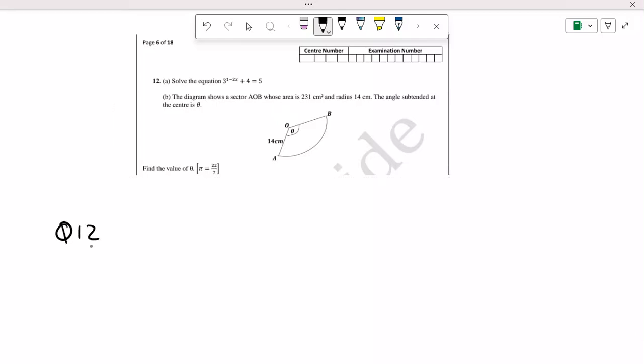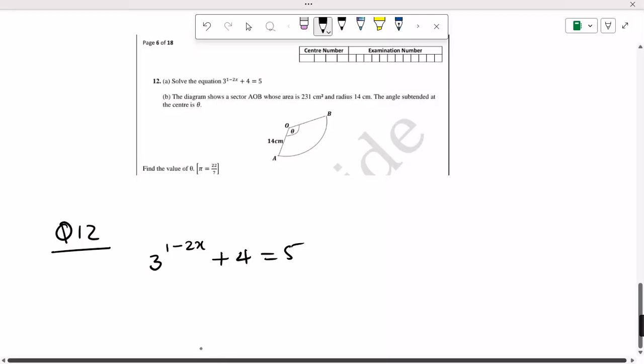So question 12, we have indices. So you have 3 to the power 1 minus 2x plus 4 equal to 5. Okay, so like terms, you can take this to the other side here.